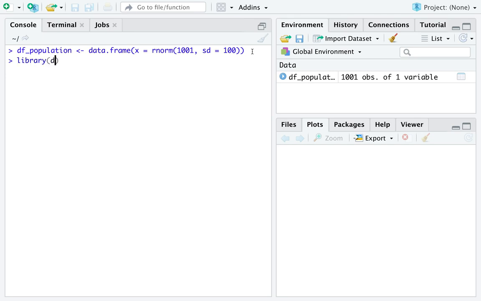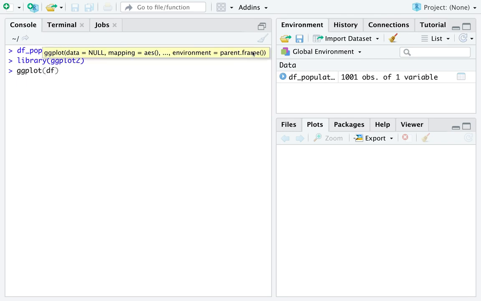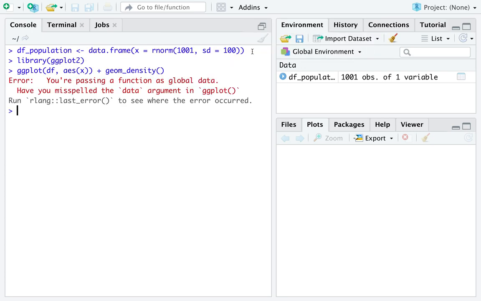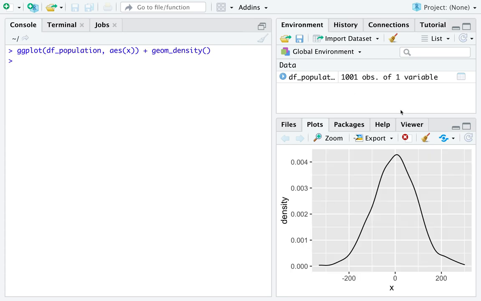Okay, so now using the library ggplot2, we could... Oops. Okay, let's just ignore that and pretend that that's what I typed initially. We could make a density plot of the population. Notice that the population has a standard deviation of 100. So for the most part, the area under the curve is between negative 200 and positive 200. We'll get back to specifics of that a little bit later.